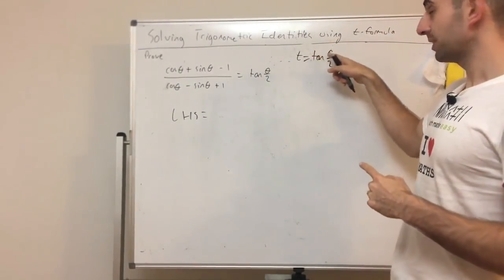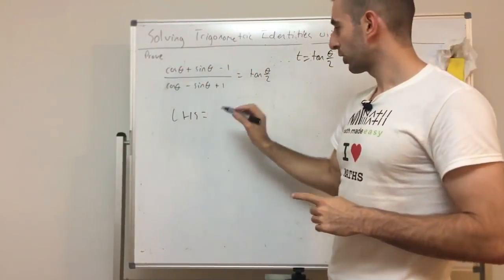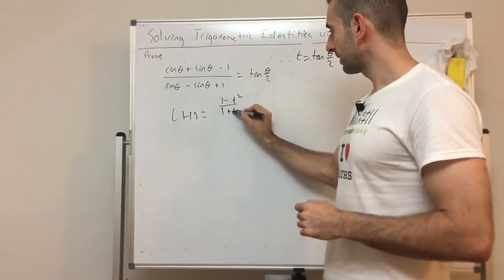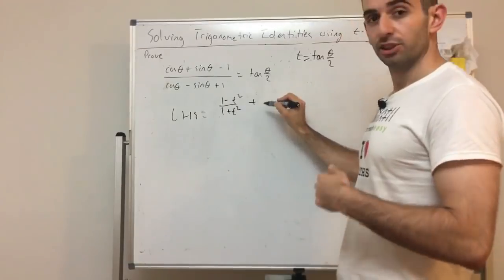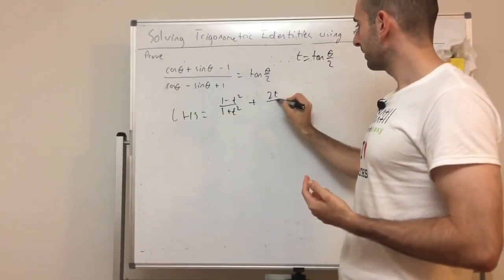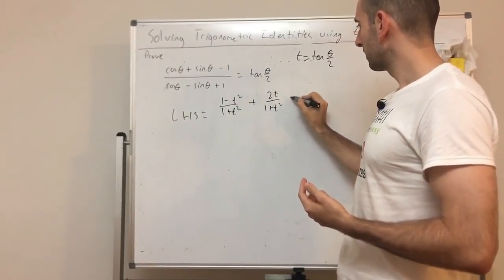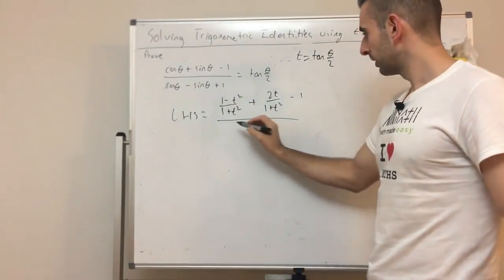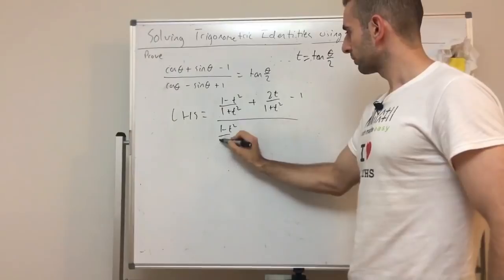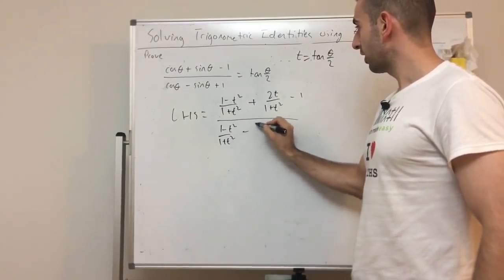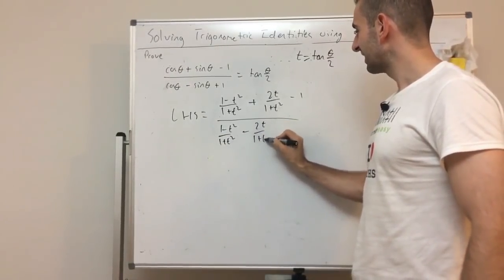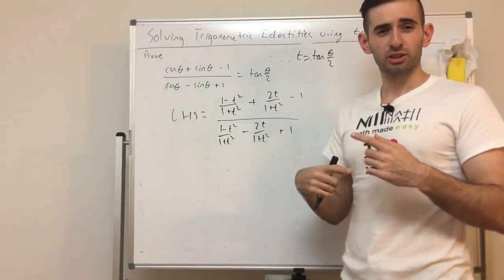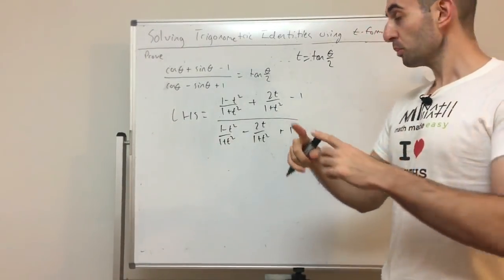If we're using t equals tan theta on 2, that means cos theta is 1 minus t squared on 1 plus t squared, plus sine theta is 2t on 1 plus t squared, minus 1 all over, pretty much the exact same thing. Okay, alright. Now here's a nice trick to make this even easier. Right, because now we've gotten rid of all the trig, it's only algebra left.